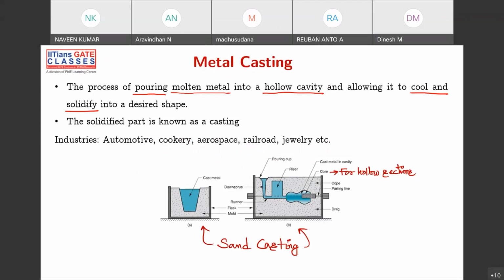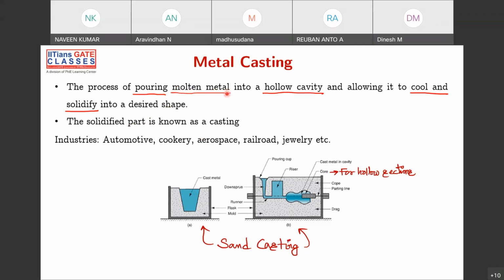Okay, let me read this first. The process of pouring molten metal into a hollow cavity and allowing it to cool and solidify into a desired shape. The underlined words are very important here. First, we have molten metal. How are we getting molten metal? We have a big furnace, and we are heating the metal to the molten stage, in the sense the liquid stage. So you are heating the metal beyond its melting point.